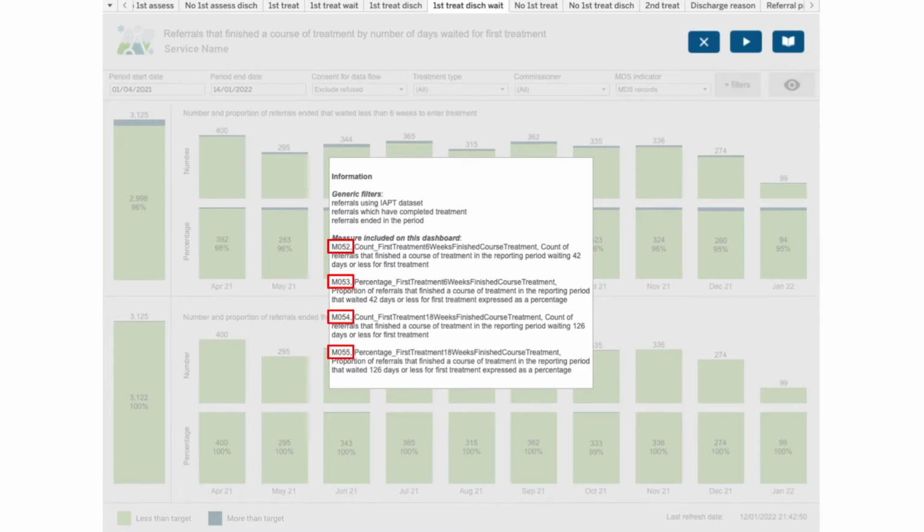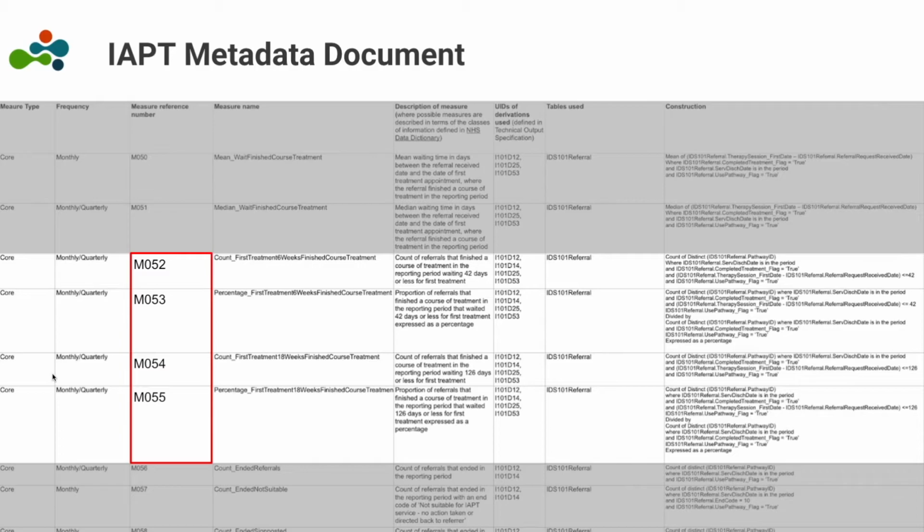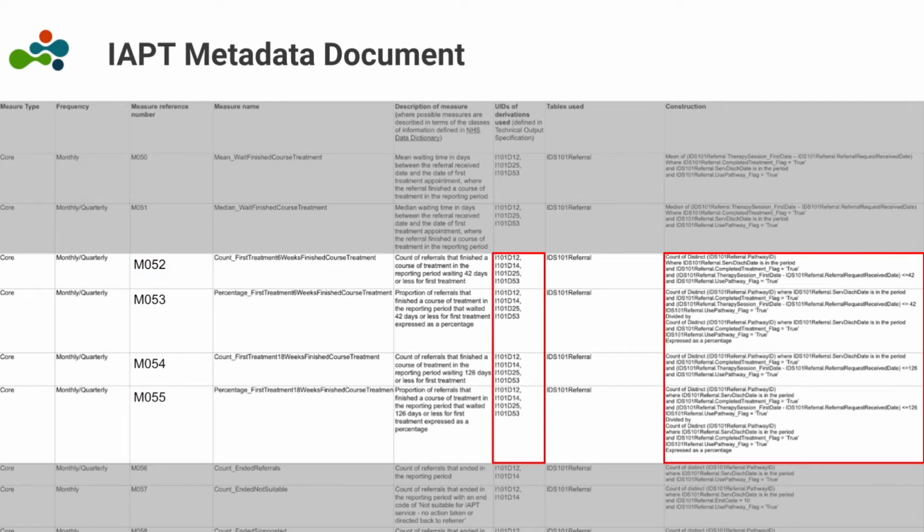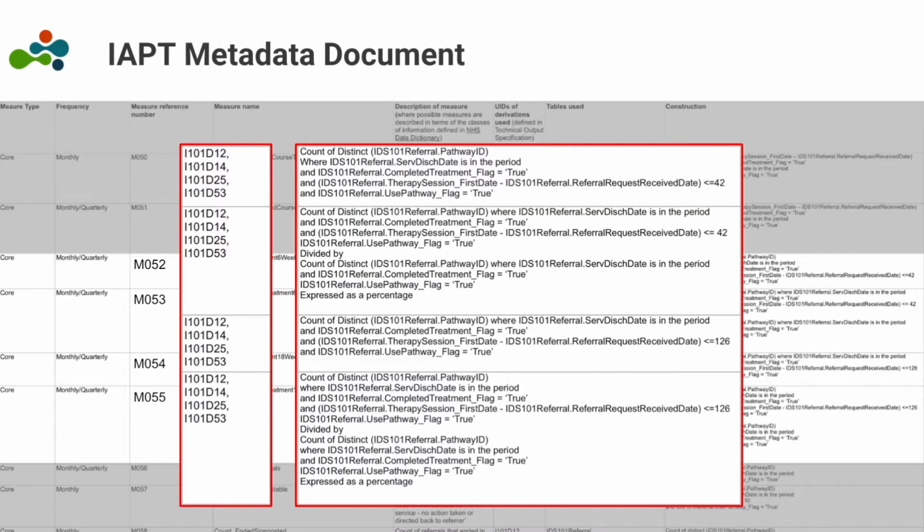The button will also tell you which measures from the IAPT metadata document are included in this dashboard, M052 to M055. This is the corresponding section in the metadata document. We have the measure number, the name, a description, which fields in the specification have been used in the construction, and the actual construction. You will probably be familiar with a number of the fields used in the construction, for example, service discharge date or referral request received date, but some of these fields are calculations themselves, like completed treatment flag and therapy session first date.